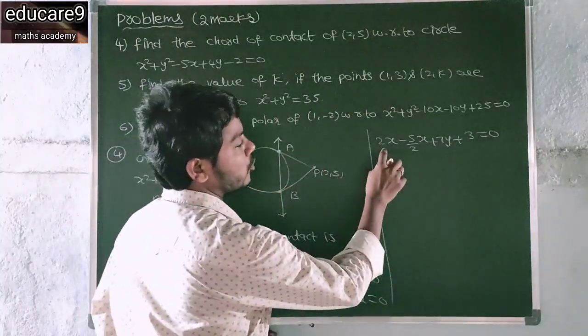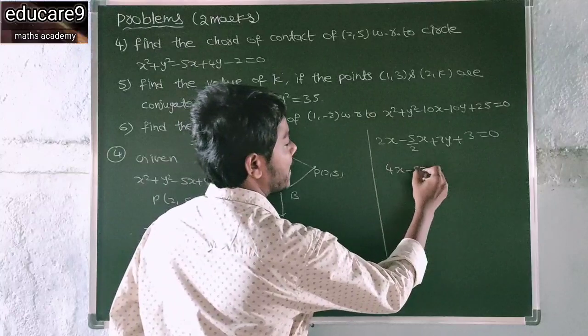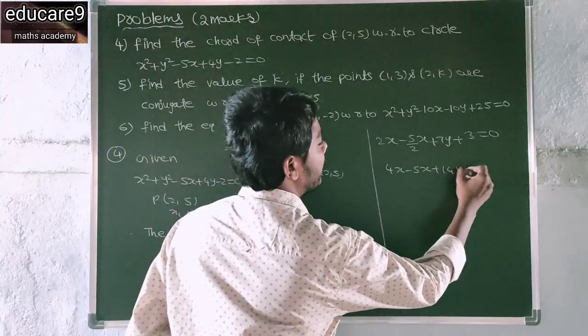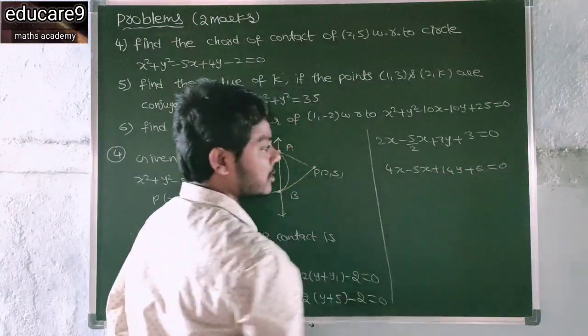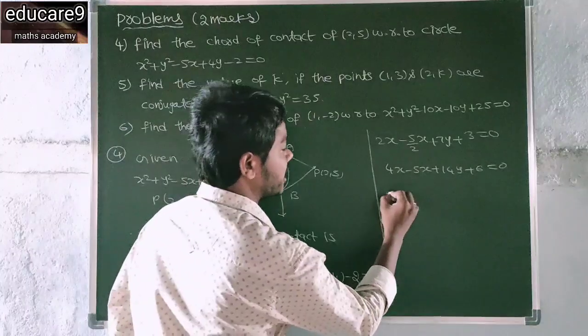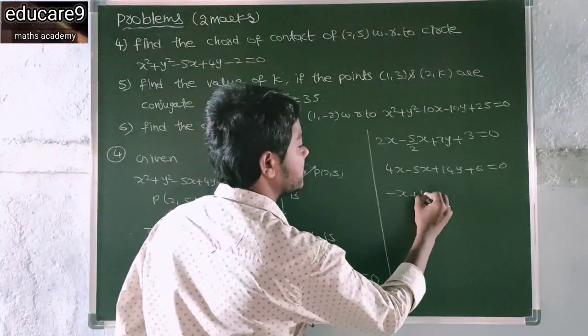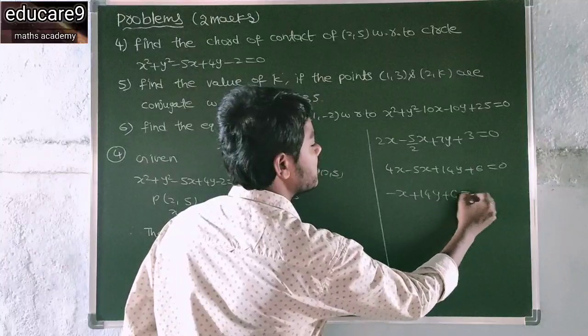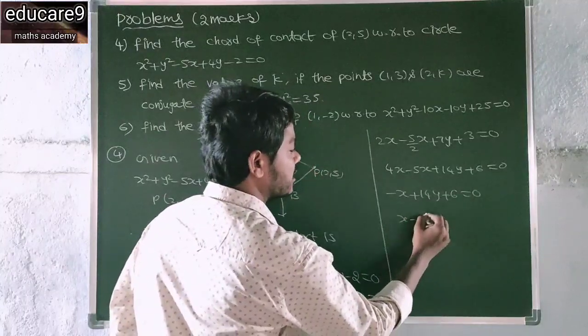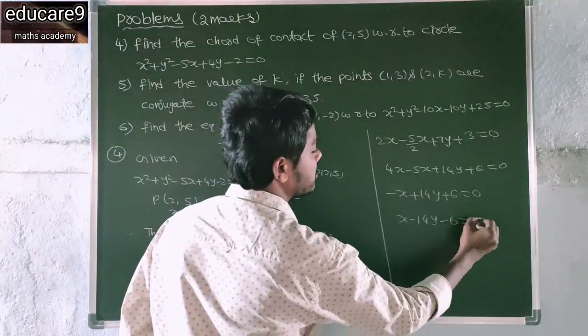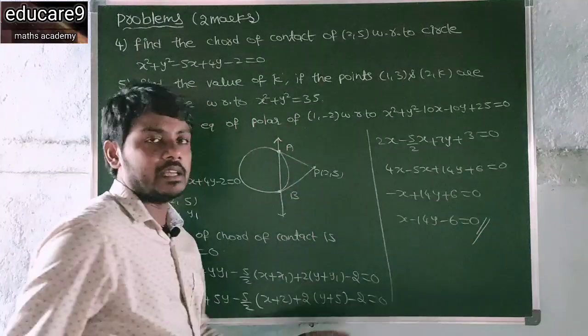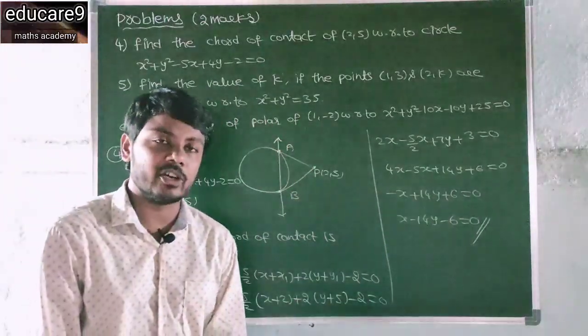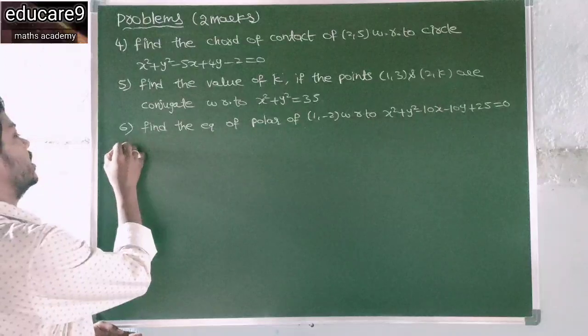So 2 into 2, 4x minus 5x plus 14y plus 6 is equals to 0. So this is 4x minus 5x is minus x, plus 14y plus 6 is equals to 0. Again this is x minus 14y minus 6 equals to 0. So this is the required equation of chord of contact. So see the next question.